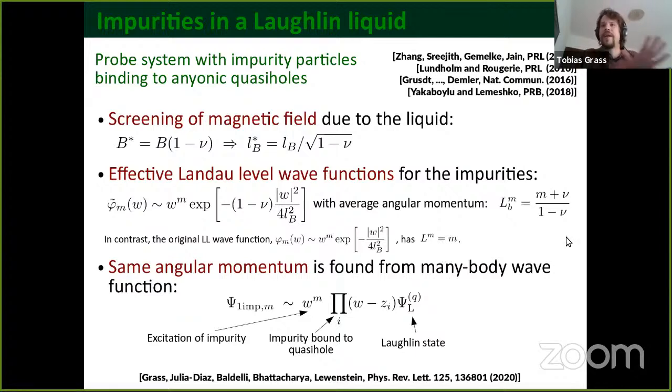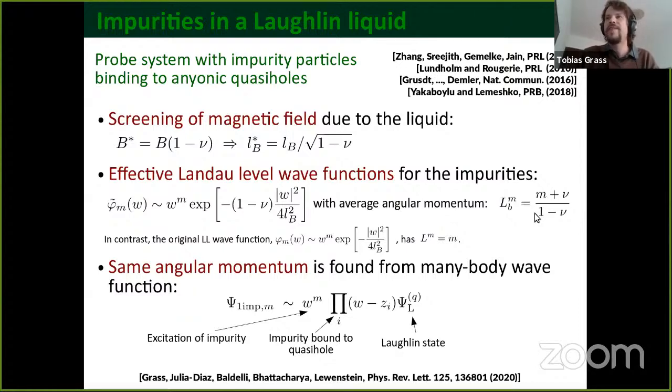So that is kind of a mean field argument, which we have used here. We can also actually do this on a really true many body level. We can write down the many body wave function also for the Laughlin state with a quasi hole and the impurity bound to it in its mth excited state. And then we can integrate out the liquid and evaluate the angular momentum of the impurity, and we exactly obtain this formula, which we already had from this mean field argumentation.